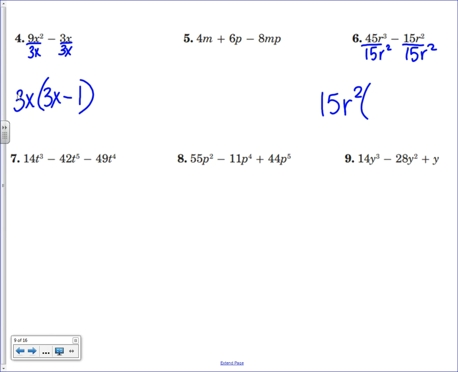Okay, let's see what's left here. 15 divided by 5 is 3. Now, how about the r's? We doing okay with 1r? Minus.